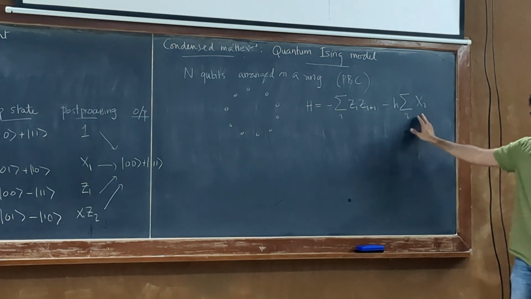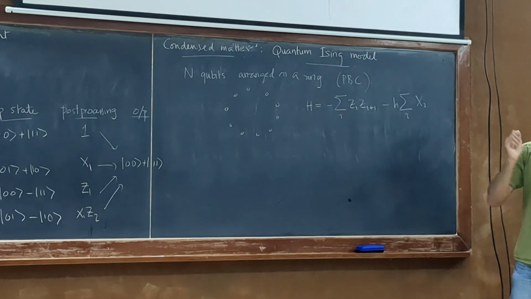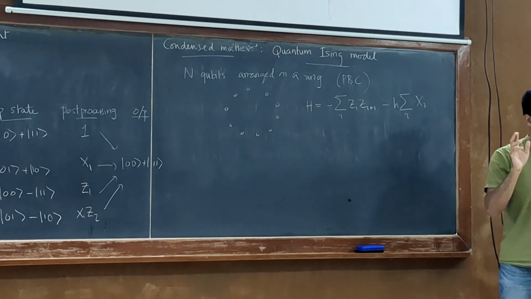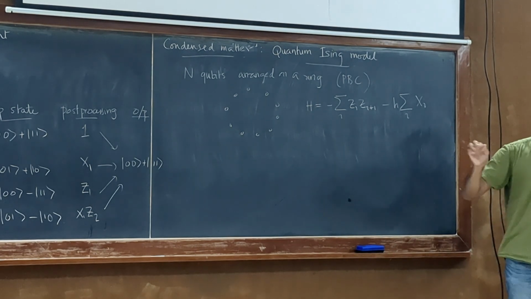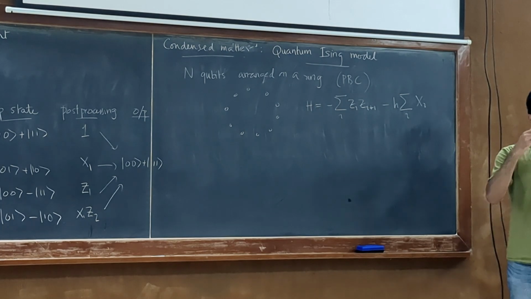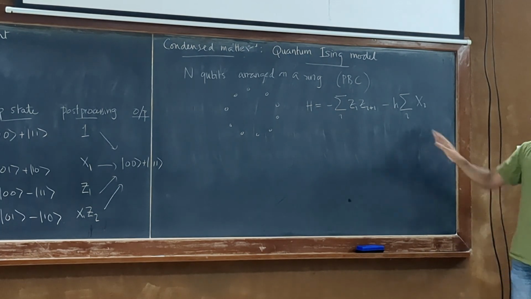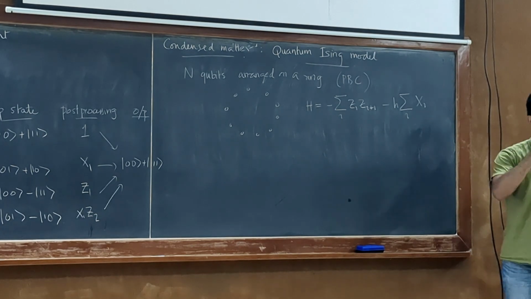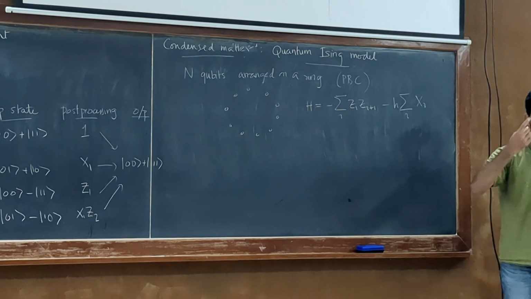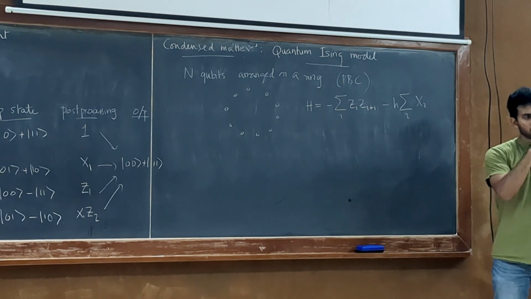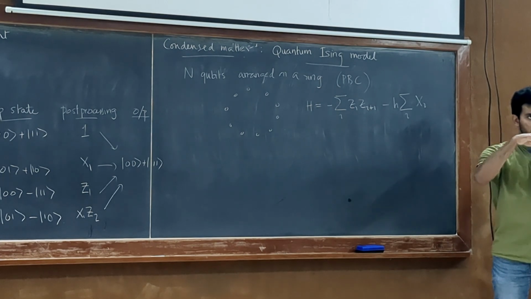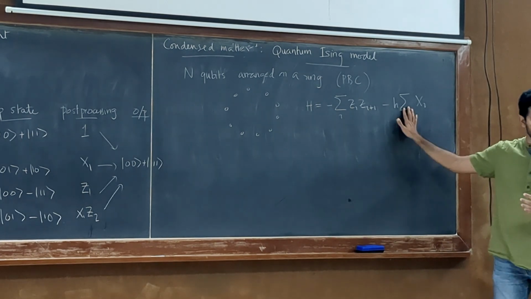Whereas what this term is trying to do is it wants all the states to point in the plus direction, because that's the plus 1 eigenvalue of the X operator. Another way to think of the plus state is it's a superposition of 0 and 1. So in the 0, 1 basis, what this operator wants to do is it wants the state to fluctuate. It wants the state to form a superposition of up and down. Whereas this term wants the qubits to either be parallel or anti-parallel. So it's a competition between these two terms.